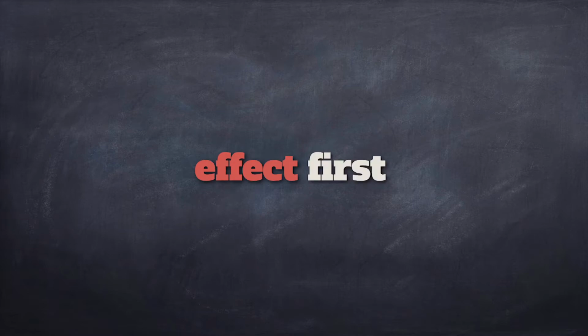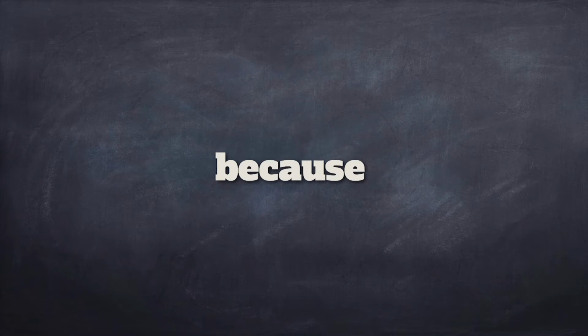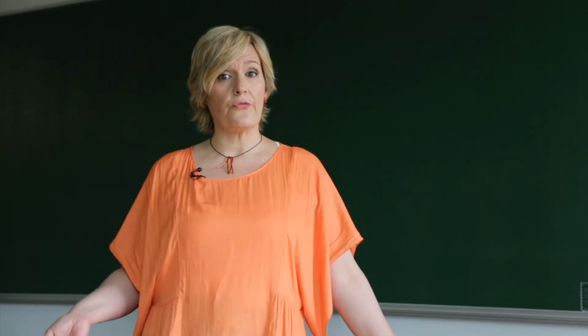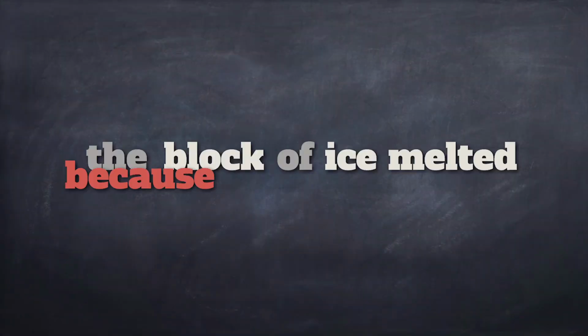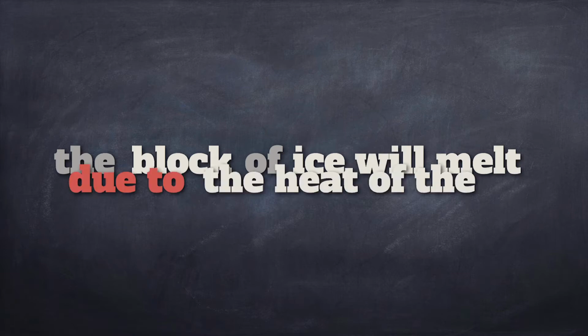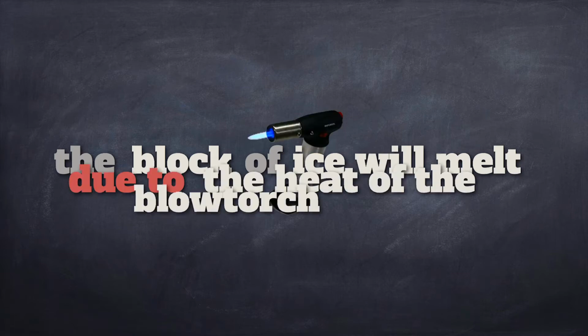If you start by expressing the effect, you can introduce the cause using because or since. As a result, due to and owing to are useful expressions as well. Remember, you can combine different tenses for different effects. The block of ice melted because we heated it using a blowtorch. The block of ice will melt due to the heat emitted by the blowtorch.